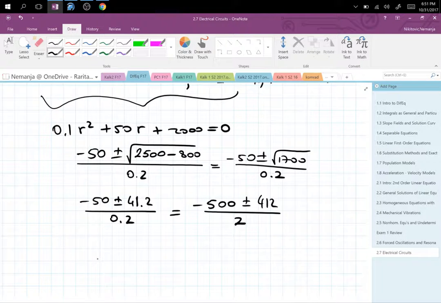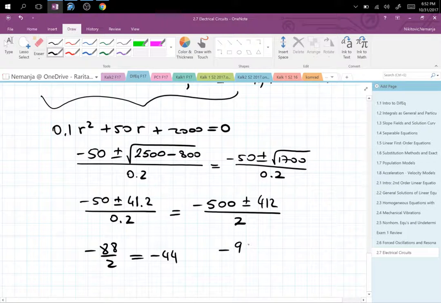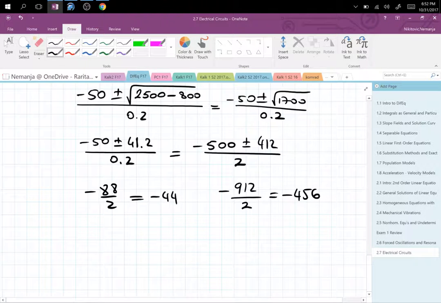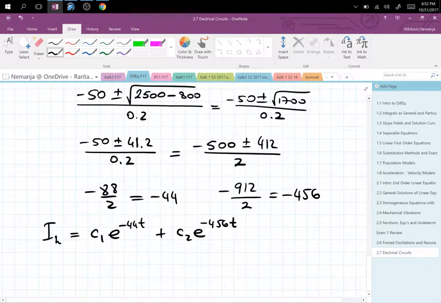Magic. So we have negative 88 over 2, which gives us negative 44. And when we subtract these, we get negative 912 divided by 2, which gives us negative 456, as I have foreseen. So the current, and this is the H part, right, for the homogeneous, is C1 e to the negative 44t plus C2 e to the negative 456t.